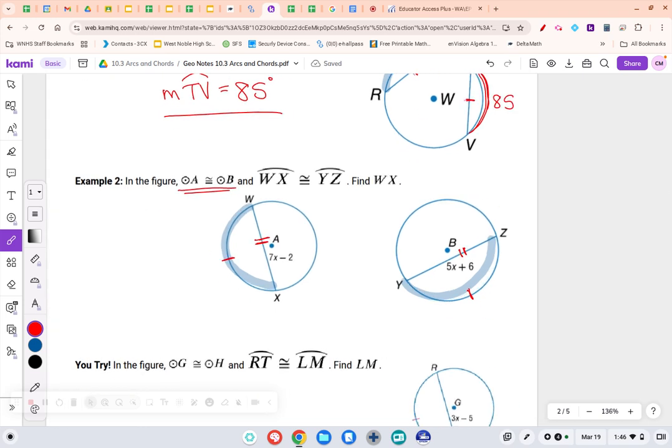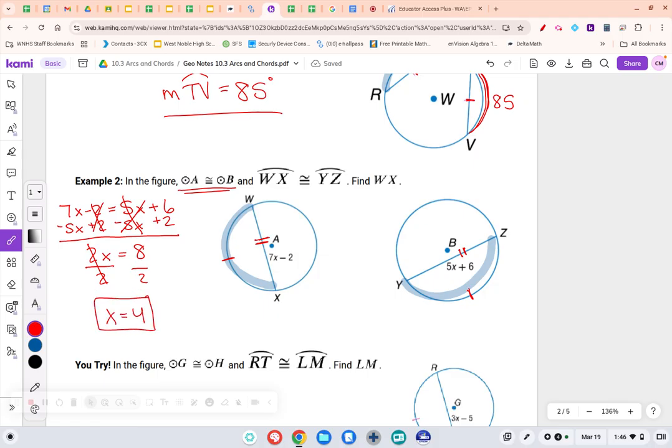So we can set up and solve for x. So we have 7x minus 2 equals 5x plus 6. We will subtract 5x on both sides and add 2 on both sides. So 2x is 8. So x is 4.